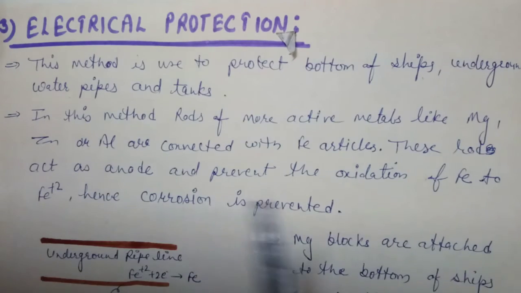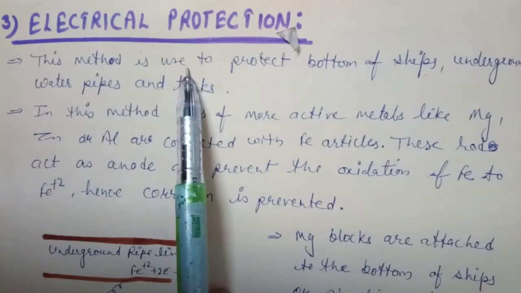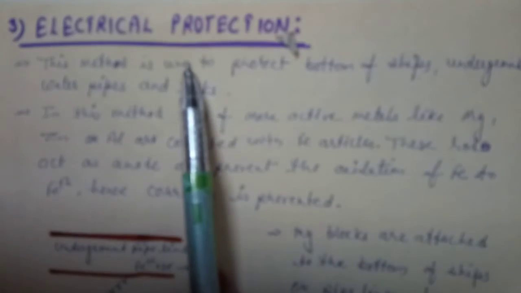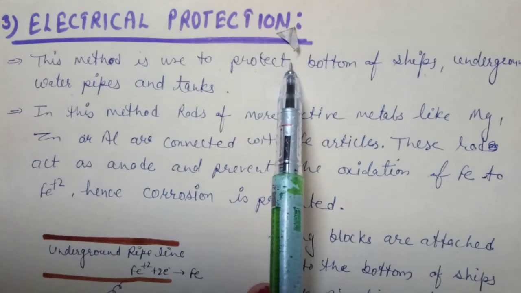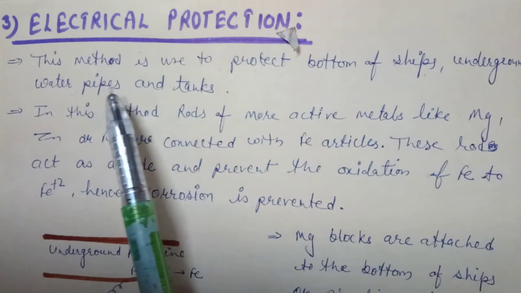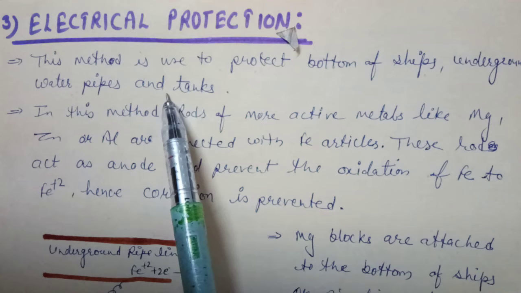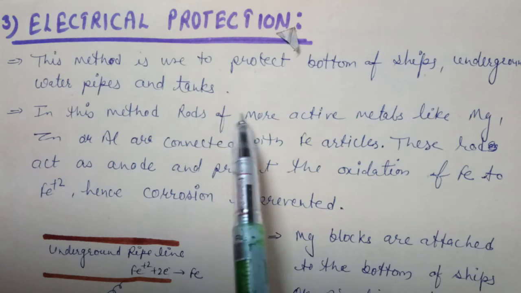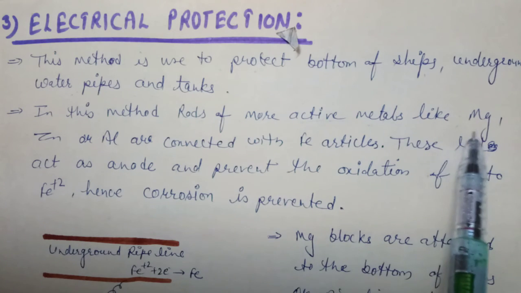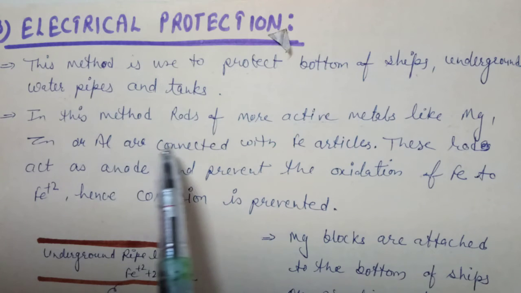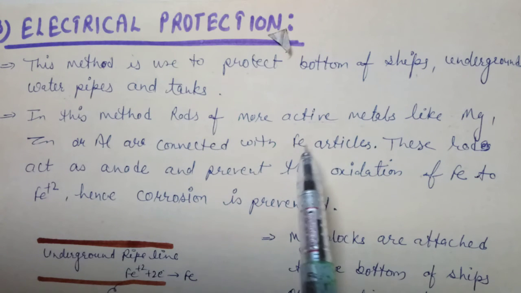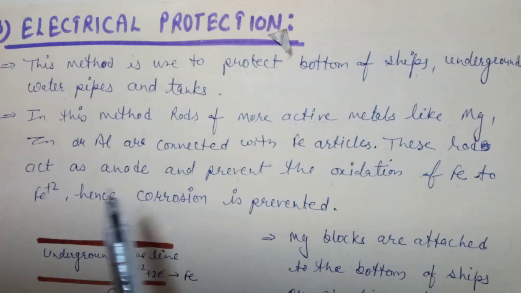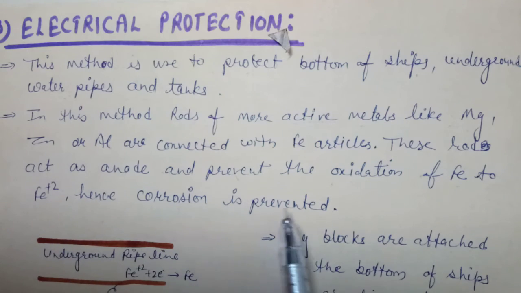The third and last very important method to prevent corrosion is electrical protection. This is used to prevent the bottom of ships and underground water pipelines and tanks from the rusting of iron or from corrosion. In this method, rods of more active metals like magnesium, zinc or aluminium are connected with iron articles. These rods act as anode and prevent the oxidation of Fe into Fe²⁺, and hence corrosion is prevented.